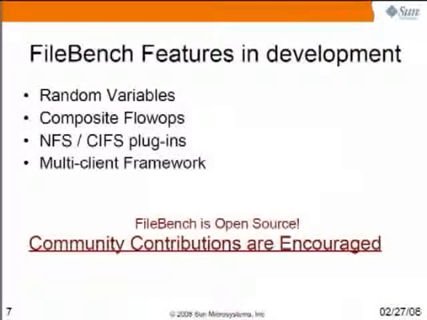We also are adding some new features to it: random variables, where each time you access the variable, you get a different value from a random distribution that you defined, and composite flow ops, which are super flow ops made out of smaller flow ops, essentially adding subroutine capability to Filebench. Both of those have working prototypes and will be put back soon.